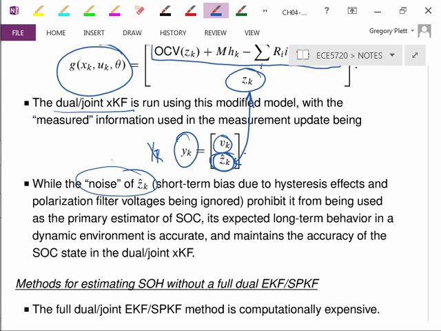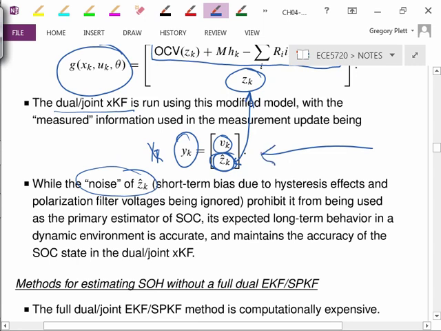So anytime you use a dual filter or a joint filter, I would say you must do this. If you don't do this, it will not work.